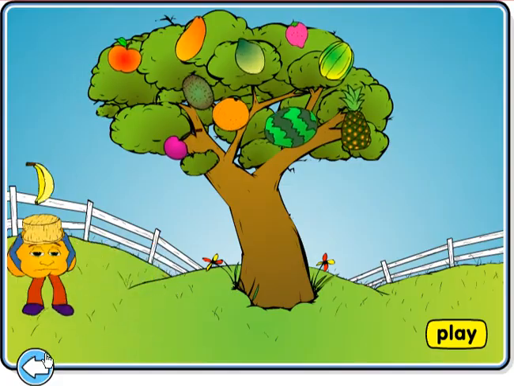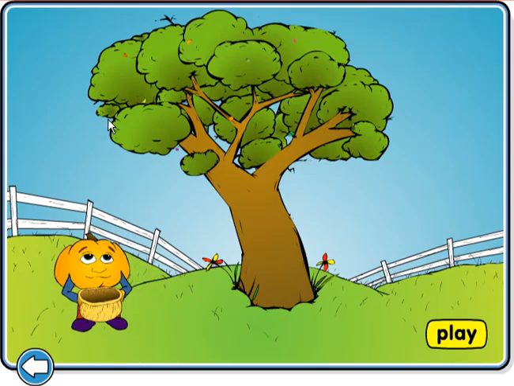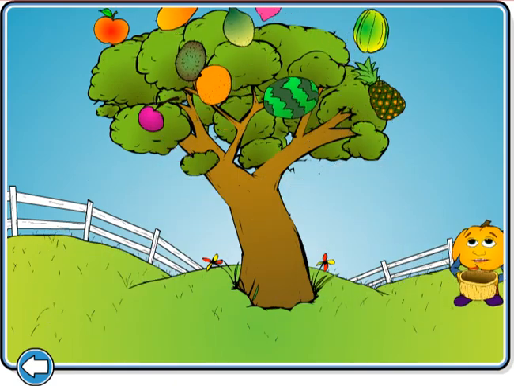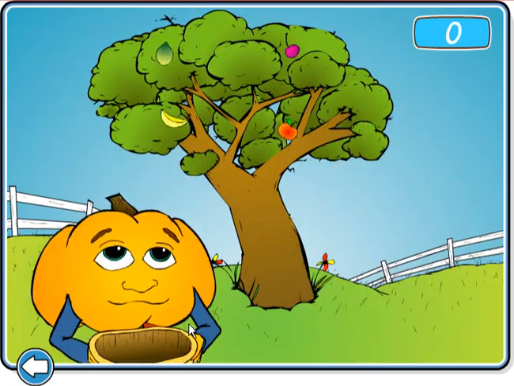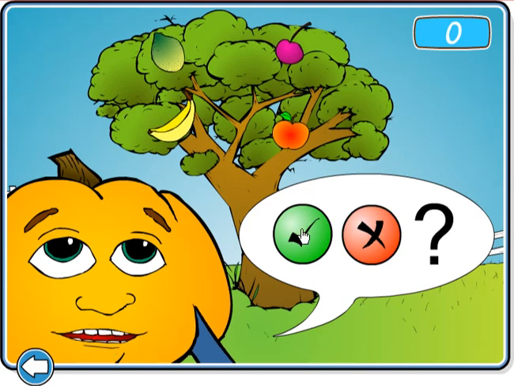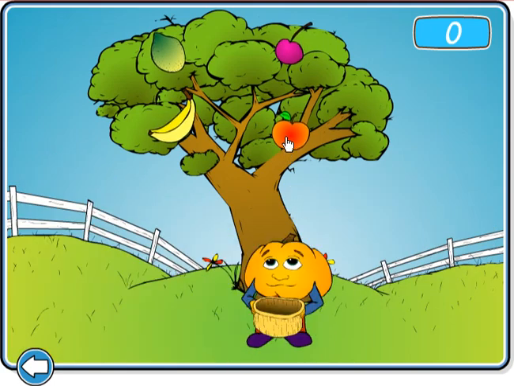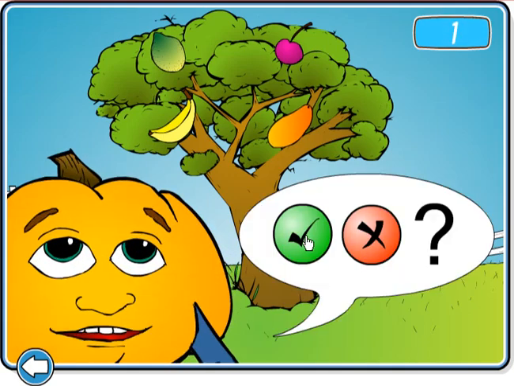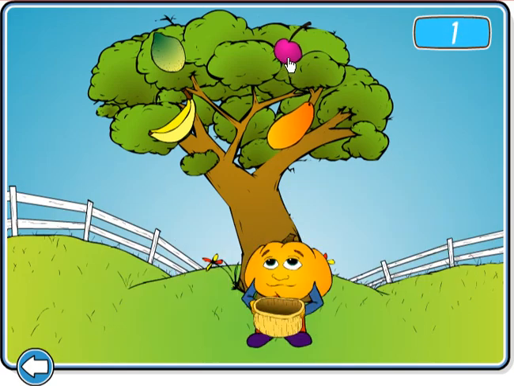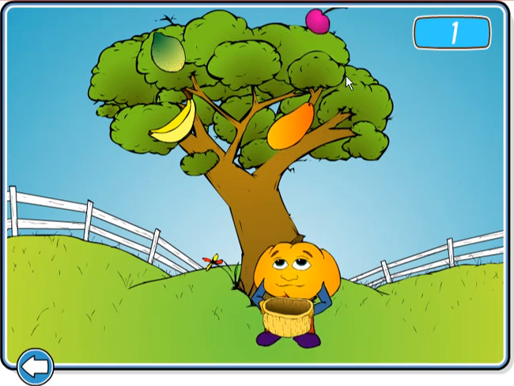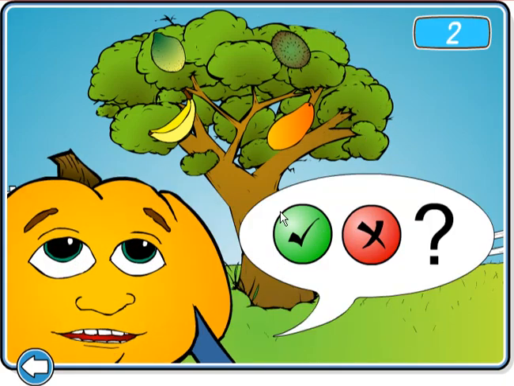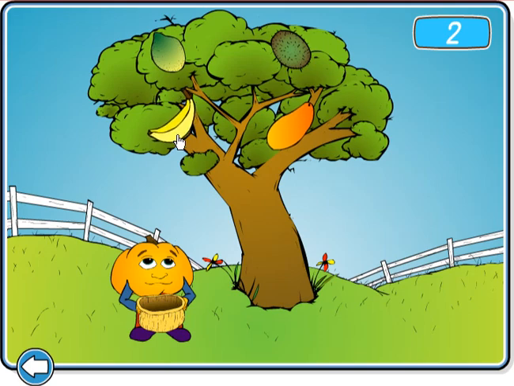Banana. I like bananas. Do you like apples? Yes, I do. I do like apples. Do you like cherries? Yes, I do. I do like cherries. Do you like bananas? Yes, I do. I do like bananas.